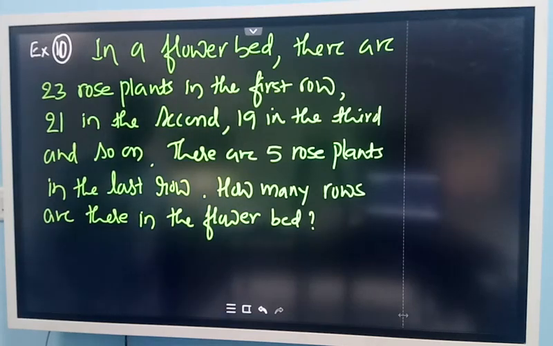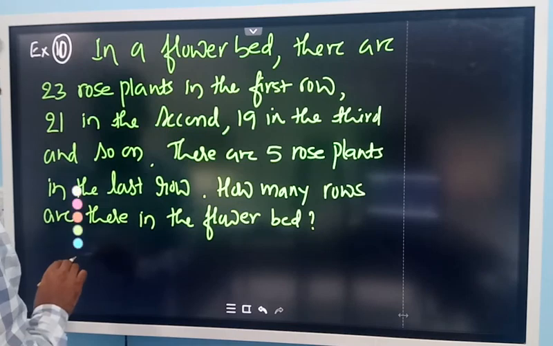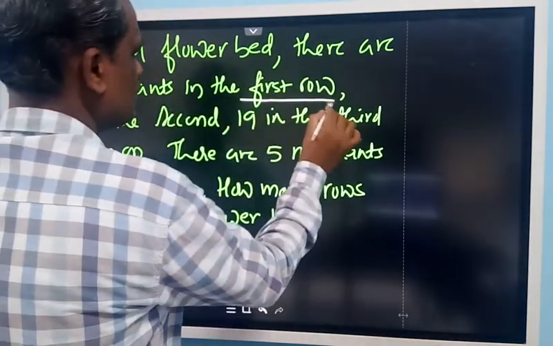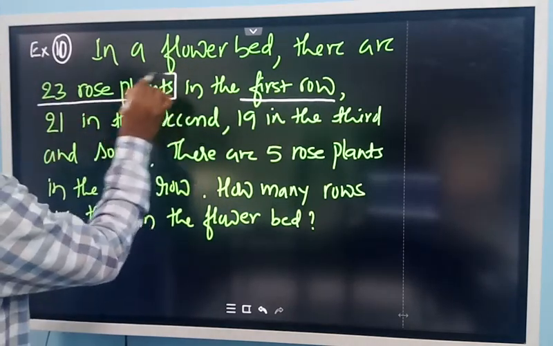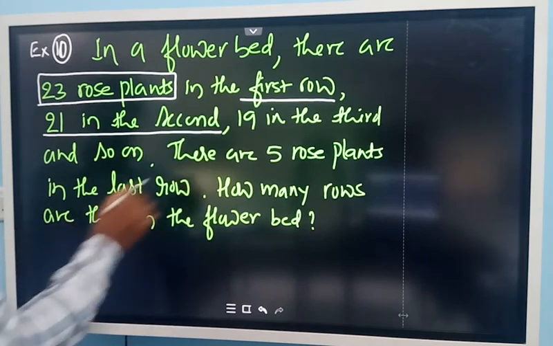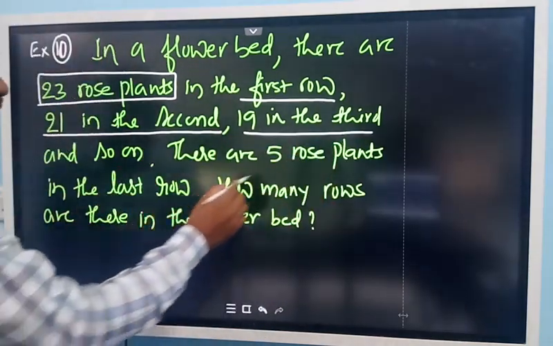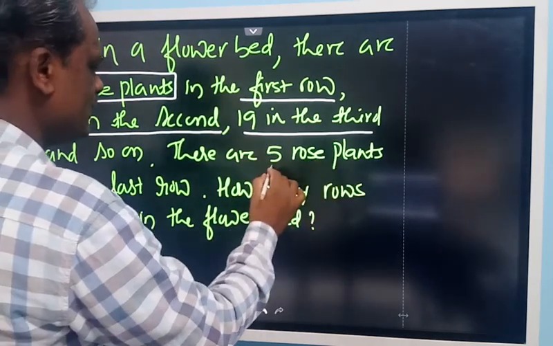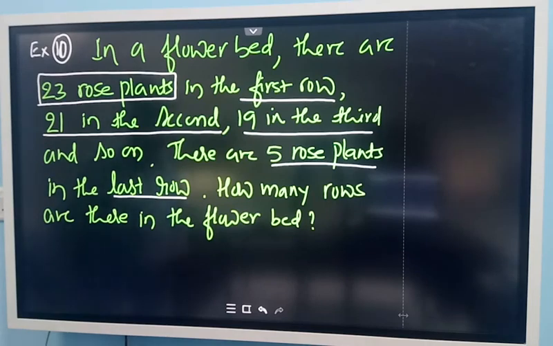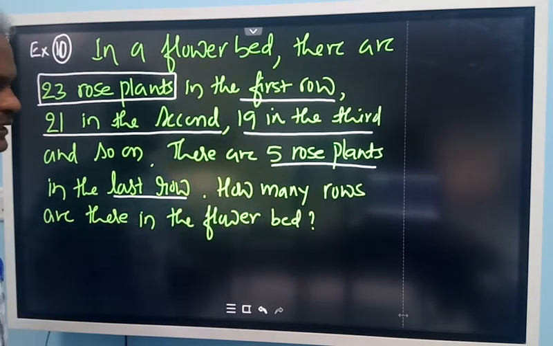So look at this question, example 10. In a flower bed there are 23 rose plants in the first row. In the second row we have 21 rose plants and 19 in the third, and so on, it continues. In the last row there are 5 rose plants. Then how many rows are there in the flower bed?